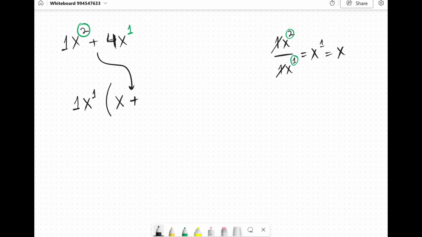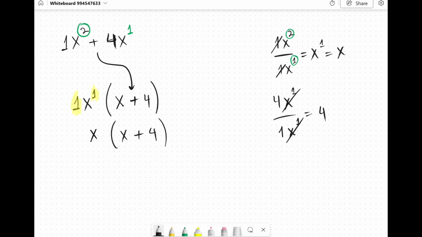And then we will be dividing 4x to the first by 1x to the first. 4 divided by 1 is 4, and x to the first divided by x to the first is x to the power of 0, or you could just say they cancel, so it's just a 4. Now, be mindful that this coefficient of 1 and this exponent of 1, you don't have to write them. You can just write x plus 4, and that's the factored form of this binomial.